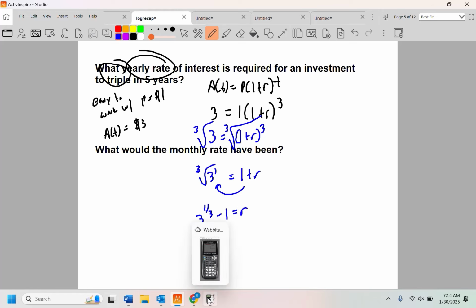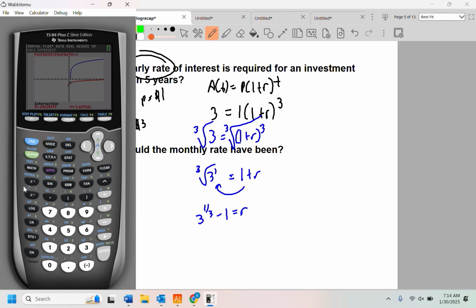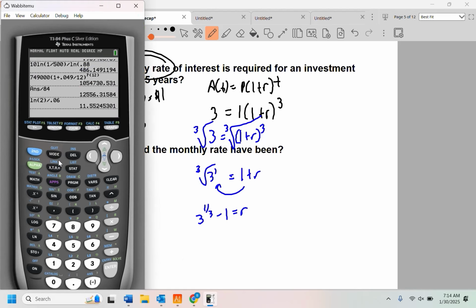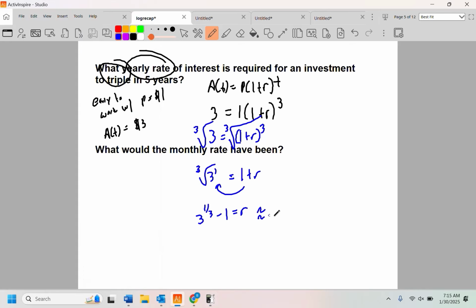And then I'm going to go to my trusty TI-84 and I'm going to push buttons, as I have no idea what the cubic root of 3 is. There you go, 0.4422, or 44.22%. What would the monthly rate have been?